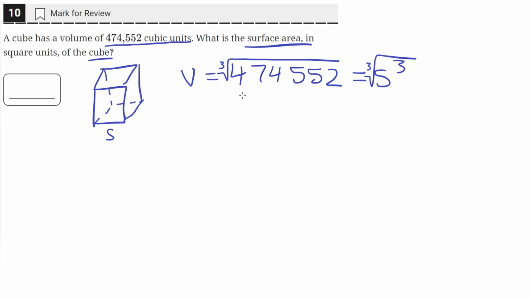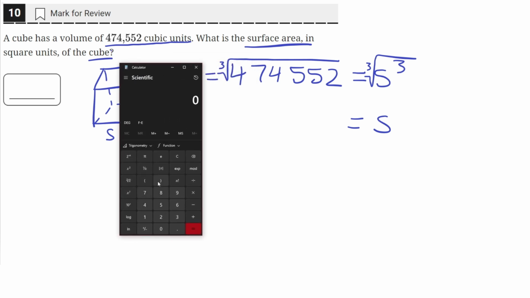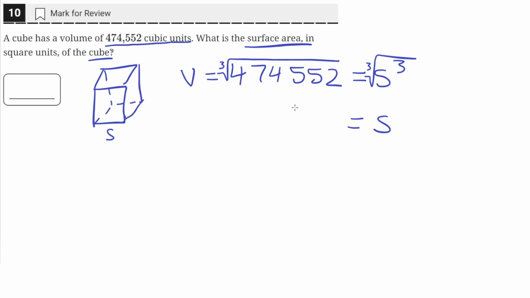Cube rooting will get rid of the cube value here on s, so we'll just be left with an s on the right side. And then the cube root of 474,552, we can just put that into our calculator. That's basically like raising it to the power of 1 divided by 3. And that's just equal to 78.